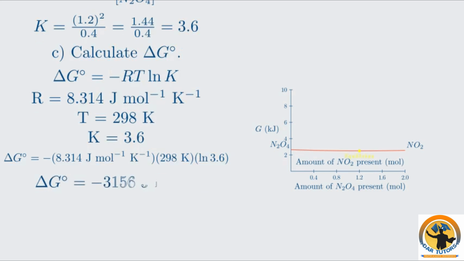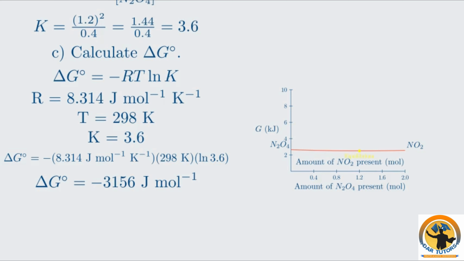Substituting these values, we get delta G naught equals negative 8.3114 times 298 times the natural log of 3.6. The result is negative 3156 joules per mole. This seems to contradict our initial finding from the graph that delta G naught is positive.